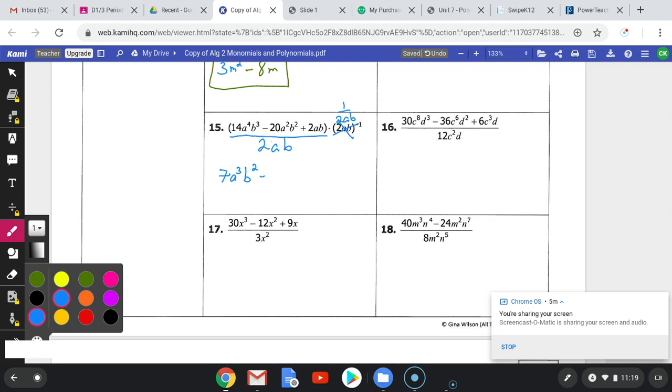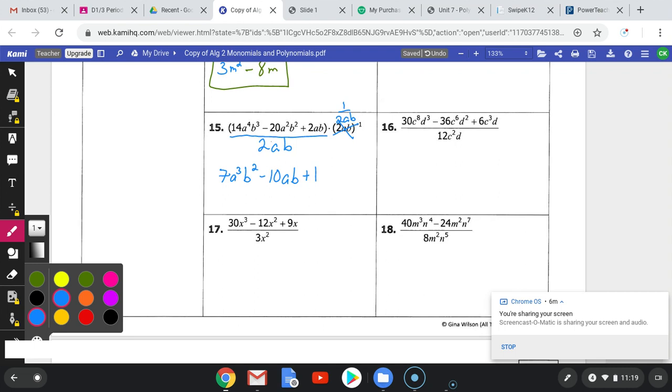Now, the next one: 20a squared b squared divided by 2ab. 20 divided by 2 is 10. A squared divided by a is a. B squared divided by b is b. Now, when I do the last term, 2ab divided by 2ab, well, they're the same terms, so they cancel each other out. Doesn't mean I don't write anything. It means I add 1, right? Because if I think about 5 divided by 5, that's 1. Something divided by itself is going to be 1, and we need to include that.